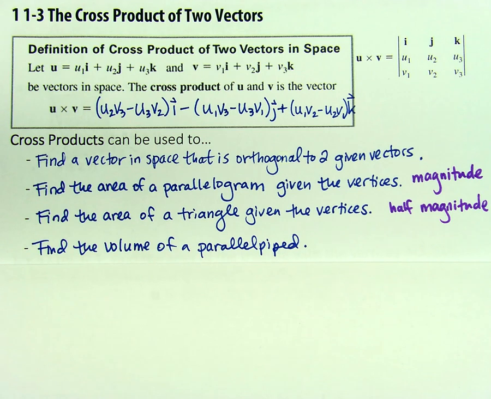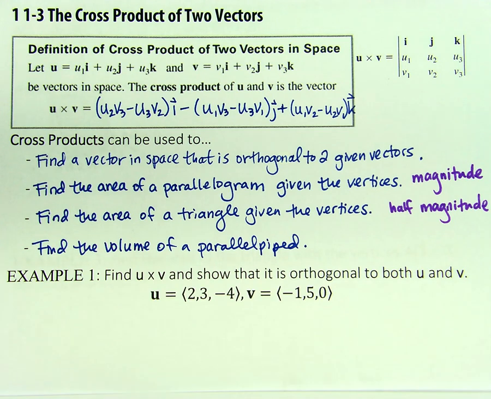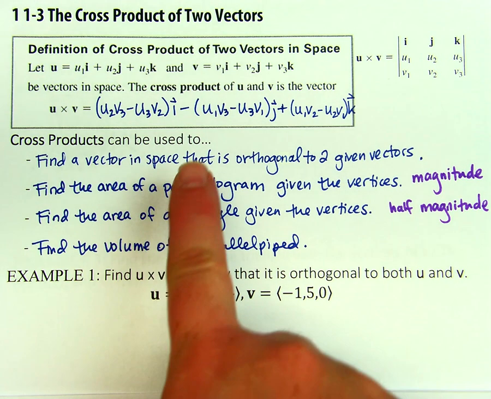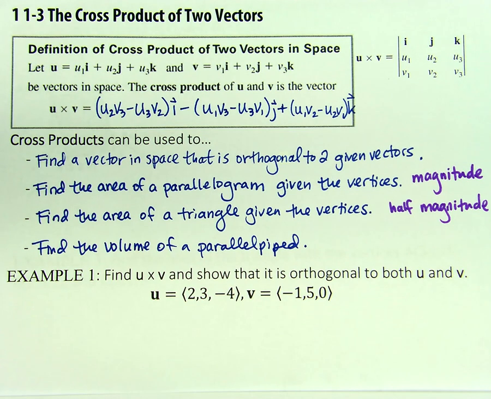Okay, so you can pause the video and write these into your notes. But I'm going to go on to example 1. So example 1 is just do the cross product of u and v, okay, and then show that it is orthogonal to both u and v. All right, so I'm not going to use that little formula up here. I'm going to use a different method.